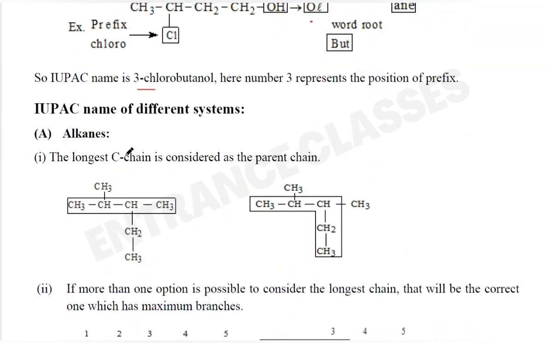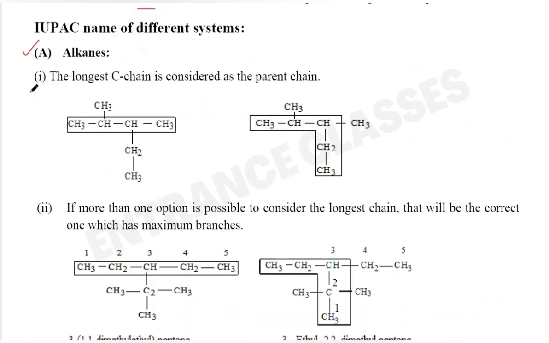Okay. Now we can start the IUPAC names of different systems. Say alkane. The longest carbon chain is considered as the parent chain. Right? For this one, 2, 3, 4 carbon. Here it will be 3, 4, 5. So this is the correct one, the longest carbon chain.